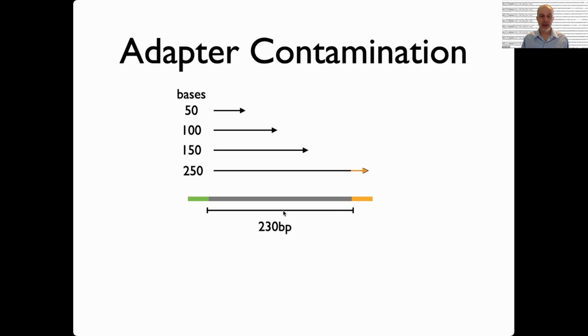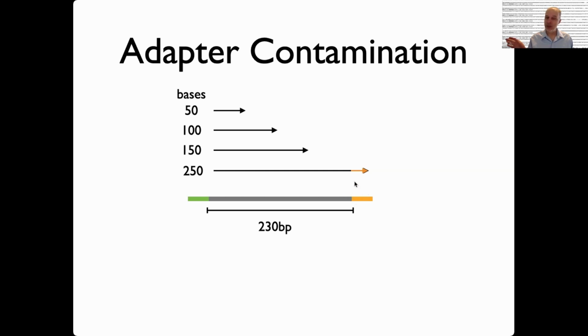And so you can imagine, let's say here, we're doing shotgun sequencing, and we fragmented the biological sequence and added on adapter. So we ended up with a biological sequence of 230 base pairs with adapter on either end. If our read length is 50, 100, or 150 base pairs, all we're going to get is biological sequence. But if we did a 250 base pair read on this 230 base pair biological sequence, you're going to get 230 bases of biological sequence and then 20 bases of adapter.